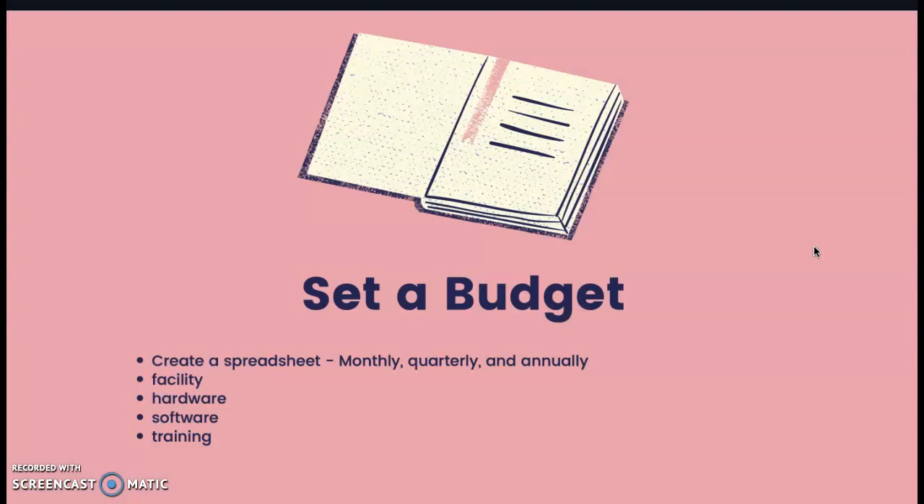Setting a budget when you have a digital forensics lab is really important. You want to make sure that you create a spreadsheet of your monthly, quarterly, and annual budget, so you can see where your money is going and how you can plan for the future. You want to make sure that you set enough money aside for your facility, hardware, software, and training.